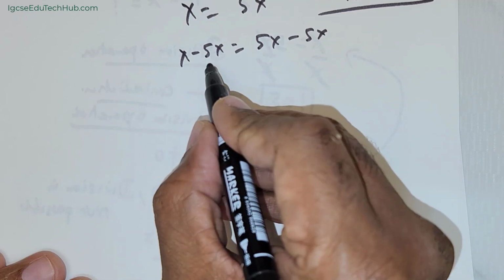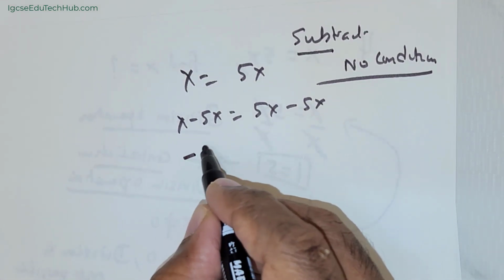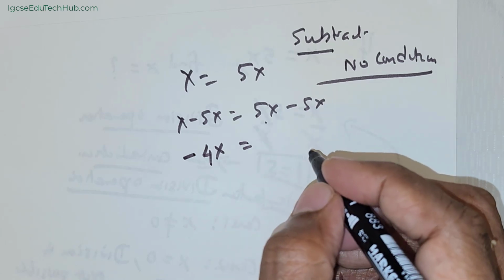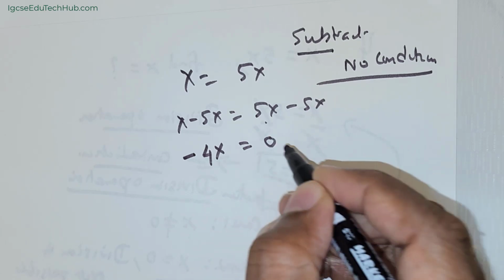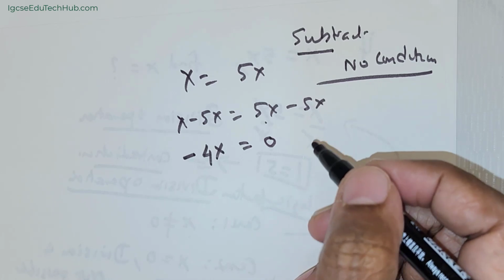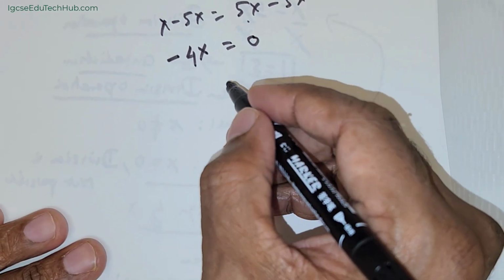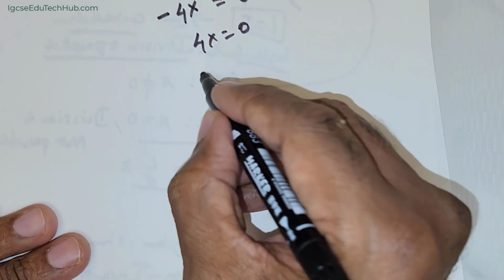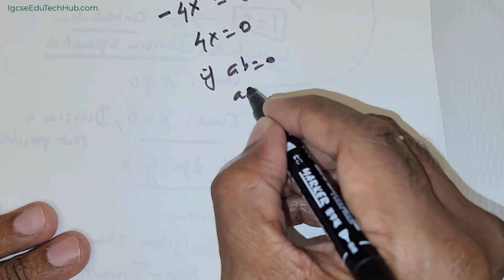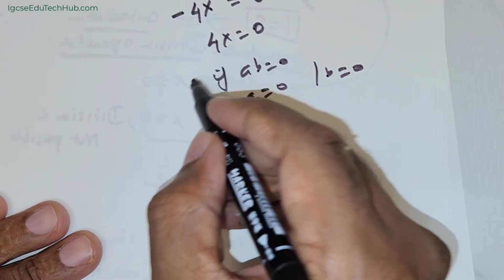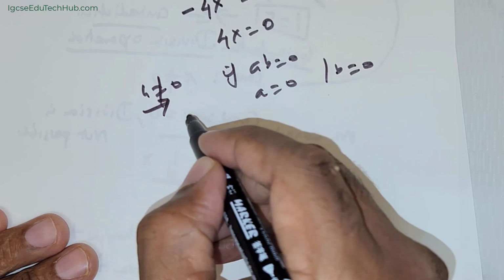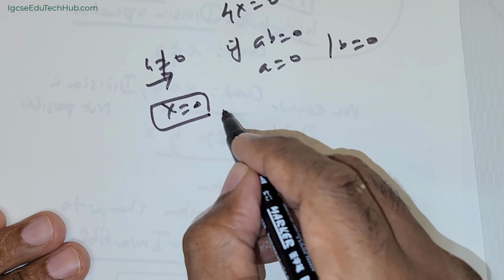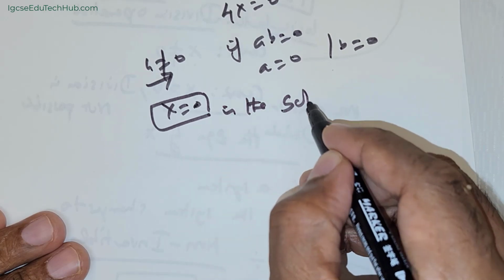So what happens here? X minus 5x, what do you get? X minus 5x will give you negative 4x. So what do you get here? 5x minus 5x, what do you get? You get 0. Right? So you can rewrite this as 4 times x is equal to 0. Now if AB is equal to 0, then either A is equal to 0 or B is equal to 0. Now 4 cannot be equal to 0, so x should be equal to 0. So x is equal to 0 is the only solution.